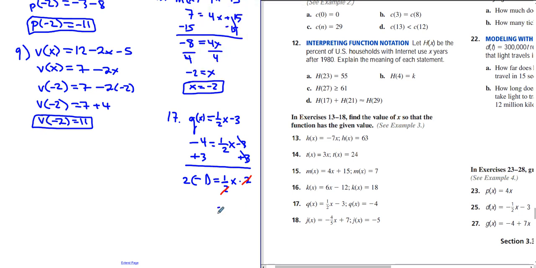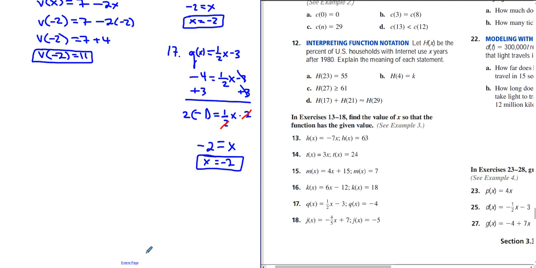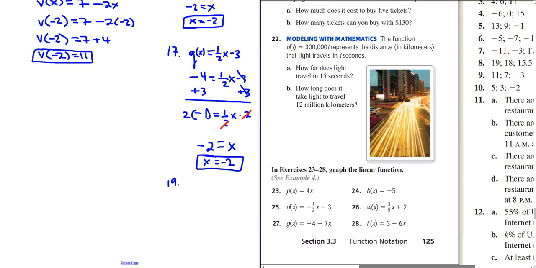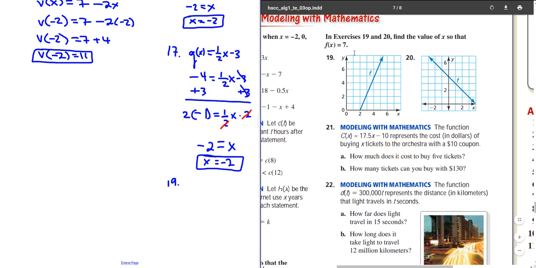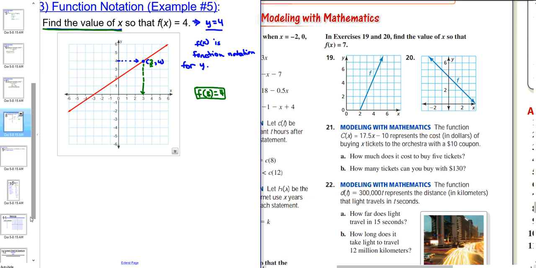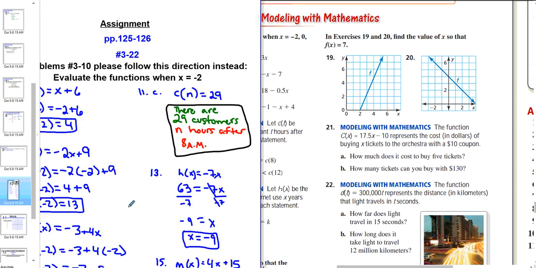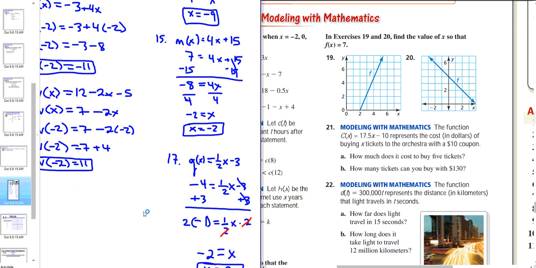All right, number 19 coming up. All right, number 19 here, it says find the value of x so that f of x is 7. So this one is the same as this example right here, example number 5. So on this one, not a lot of work to be shown here. What we've got here is find the value of x so that f of x is 7. Remember, f of x represents a y.